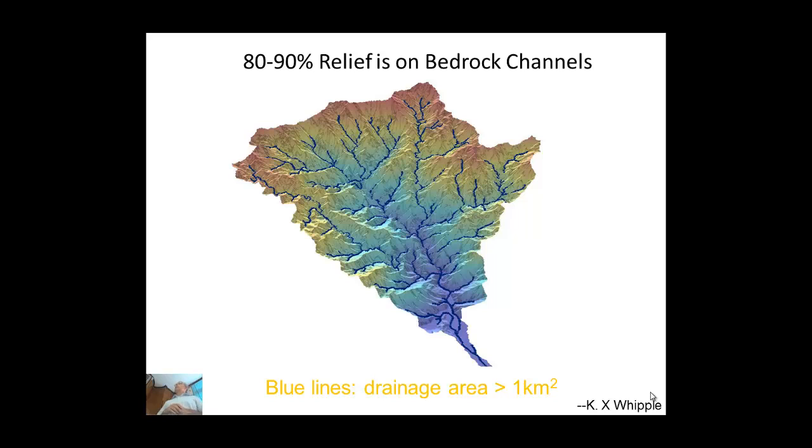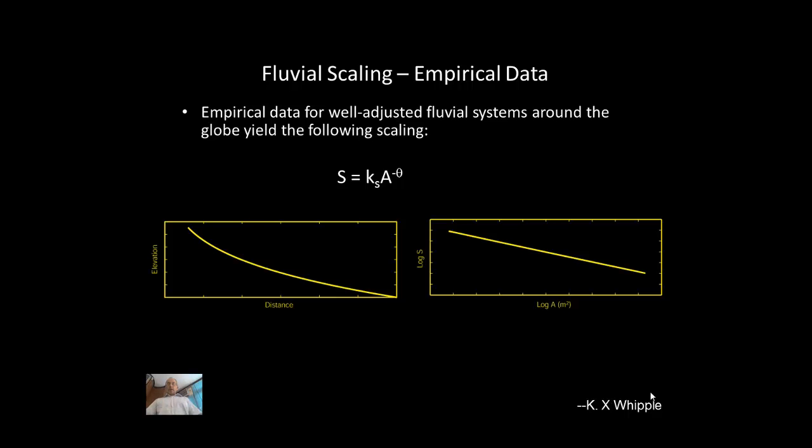One point he makes, and one thing we'll experiment with this afternoon, is that most of the relief in the landscape, and relief just means the elevation change, is in the channel network. It's not in the hillslopes. Therefore, the channel network may be the part of the landscape that's most sensitive to large-scale rock uplift differences. And so here's this idea of fluvial scaling.